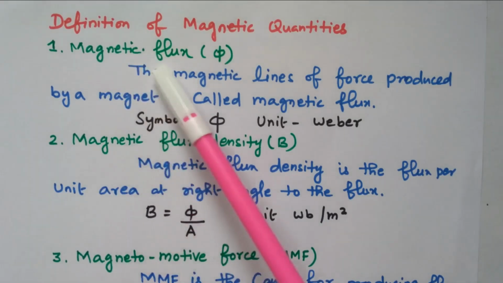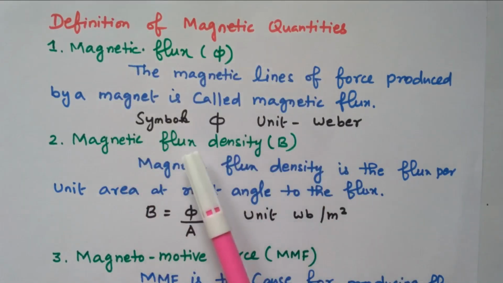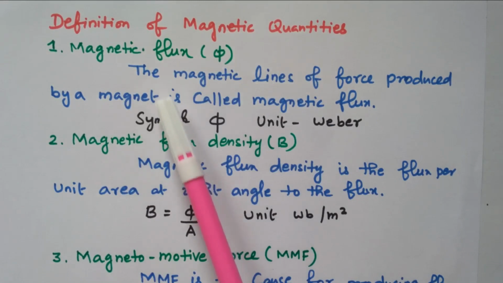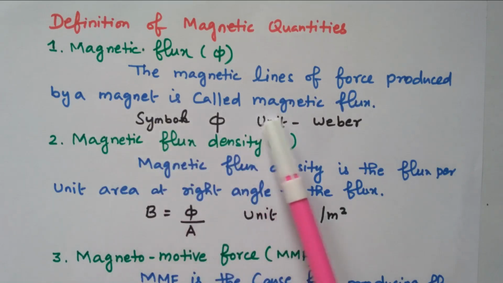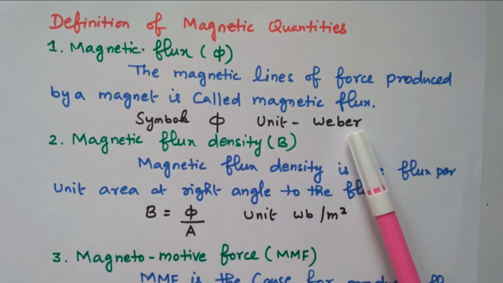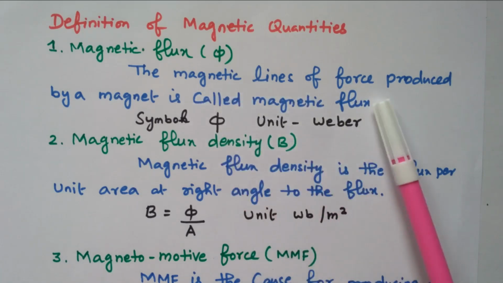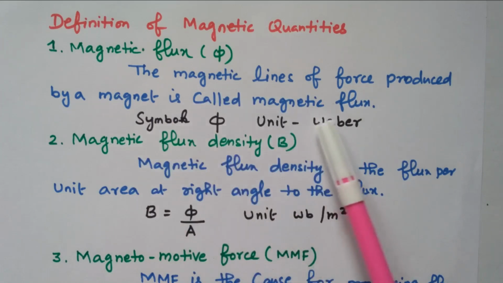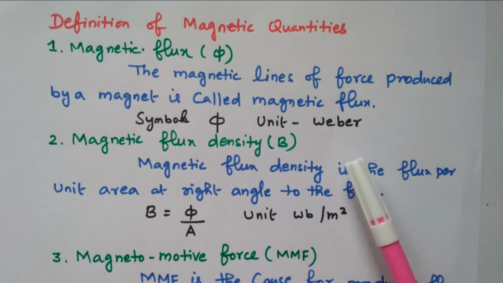The definition of magnetic quantities. The first one is magnetic flux. The symbol is phi. The magnetic lines of force produced by a magnet are called magnetic flux. So the dotted line in the diagram is nothing but the magnetic flux. We assume that the flux is flowing through the core, that is A, B, C, D, A. The symbol is phi. The unit is Weber.